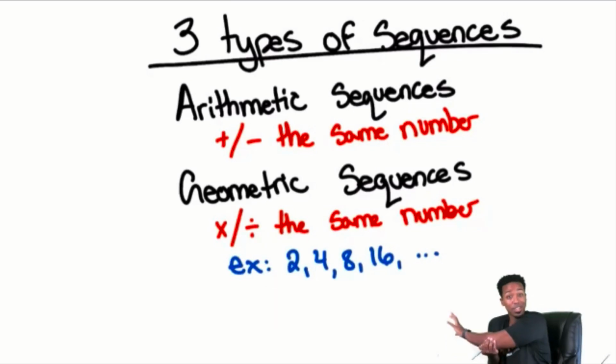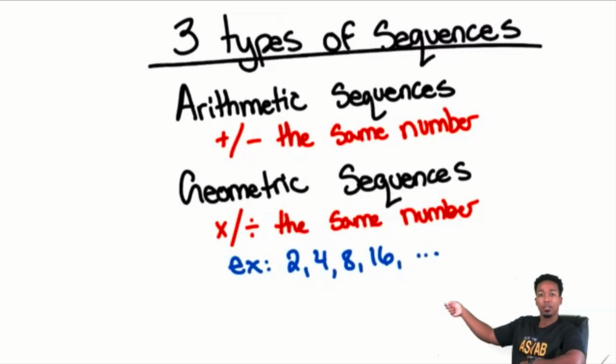Cool. I'm glad you guys see it. Yeah, it's going to be multiplying by 2. 2 to 4 times 2. 4 to 8 times 2. 8 to 16 times 2. That is what's called a geometric sequence.